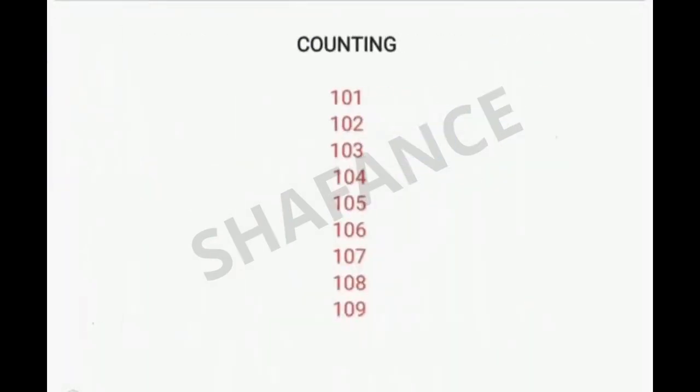So from 100, we again start increasing the digits. Now first we have to increase the rightmost digit. The rightmost digit is 0. So we increase 1. So it becomes 101. After this, this digit is increased one more, 102. And similarly we go on till 109.